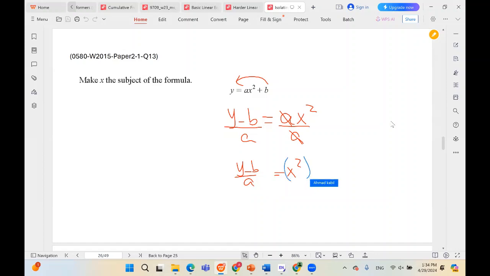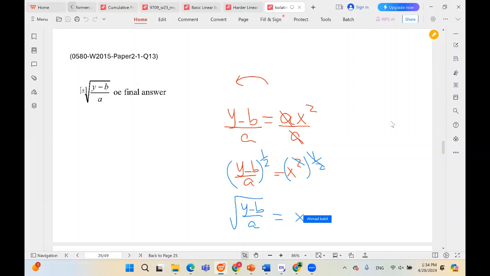Raise to the power of half. So the power 2 and the power half cancel out. And the power half on the left can become a square root. So you can just write square root y minus b over a equals x. Positive, negative, again, for completeness.